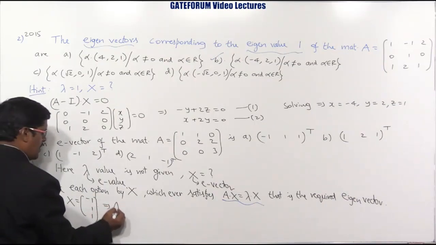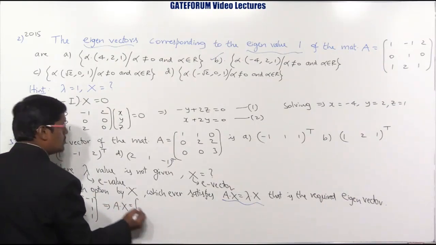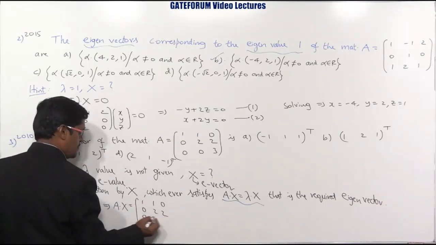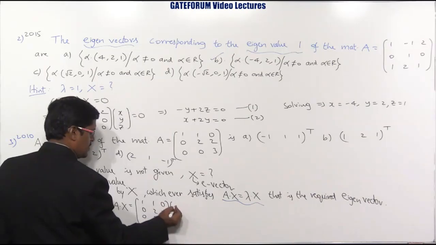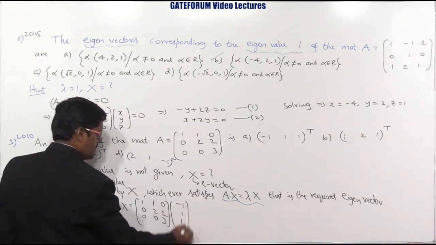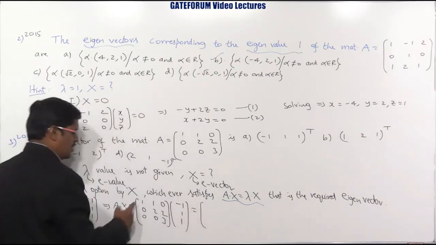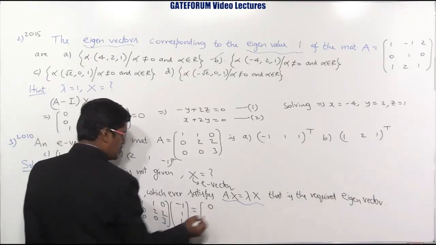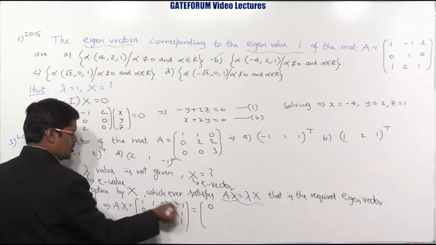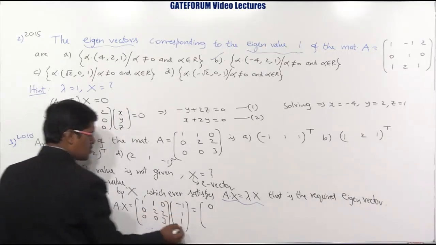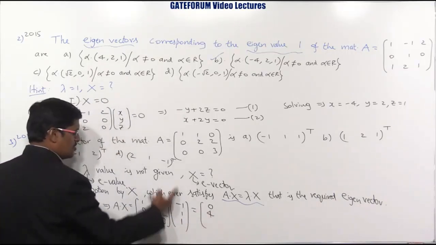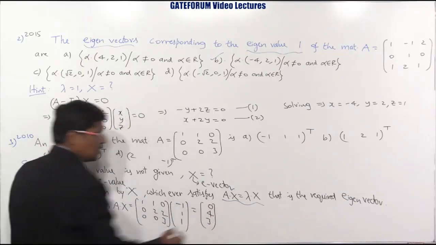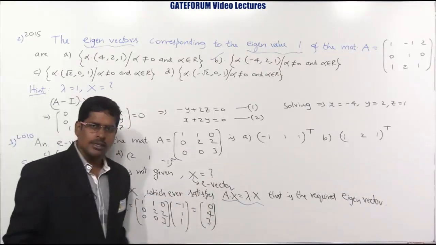Now multiply first A and x, that is A into x. A is the matrix 1, 1, 0, 0, 2, 2, 0, 0, 3 into x, that is minus 1, 1, 1. So the multiplication becomes how much? First row into this column: 1 into minus 1 plus 1 into 1 plus 0 into 1 simplifies to 0. Second row into this column: 0 into minus 1 plus 2 into 1 plus 2 into 1 simplifies to 4. Third row into this column: 0 into minus 1 plus 0 into 1 plus 3 into 1 simplifies to 3. So we have done Ax in option A.